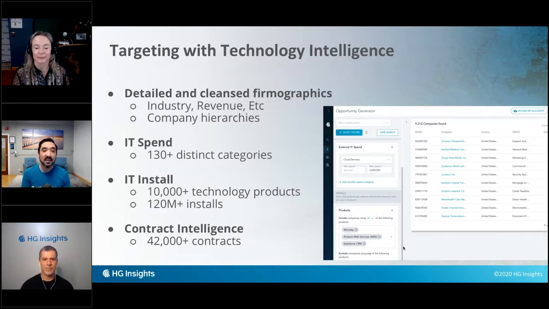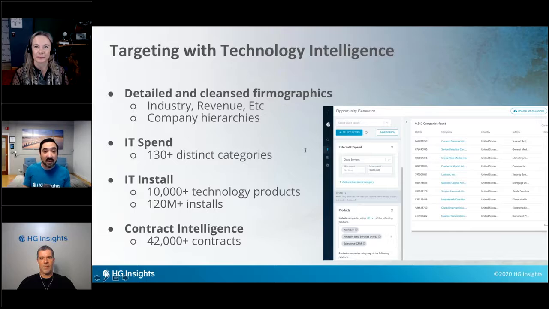So starting with the first thing here, just actually going and cleansing our firmographics. We spend tons of money, tons of analyst time going through and reviewing things like the industries, the revenues, the company hierarchies, and correcting all these things to make sure that when you run a campaign, when you are building a territory for your sales team, you're actually building it on solid intelligence. Again, if the intelligence is flawed, everything after that's going to be flawed as well.